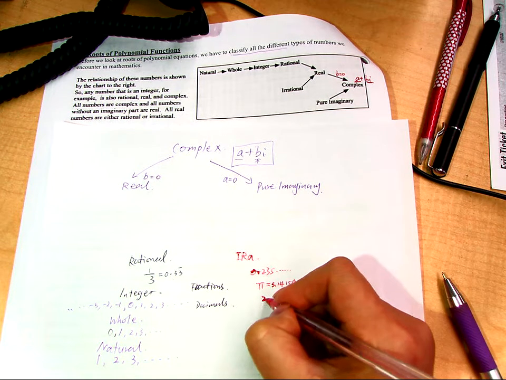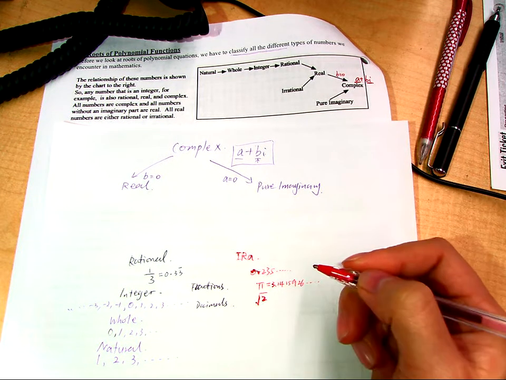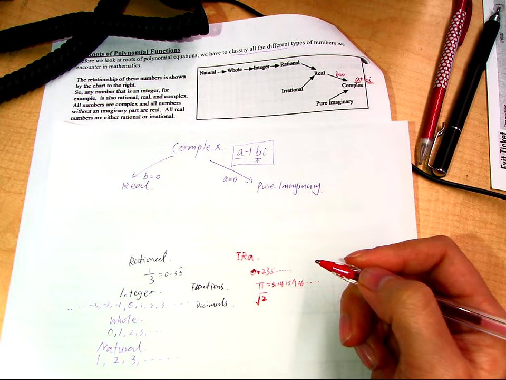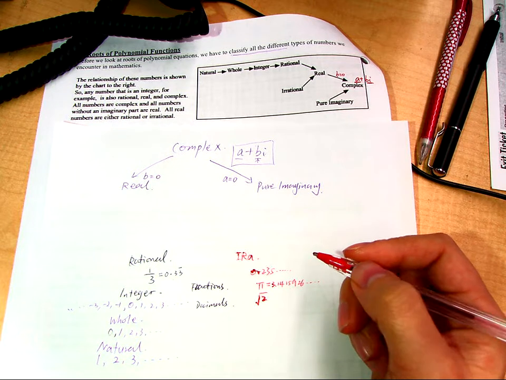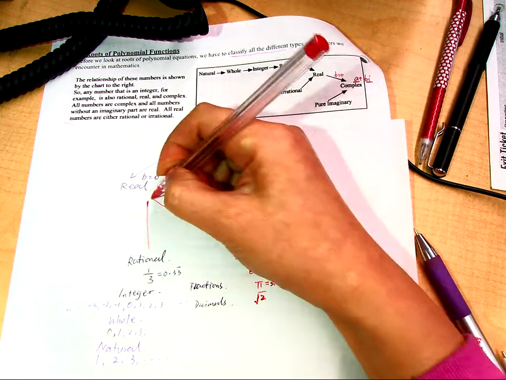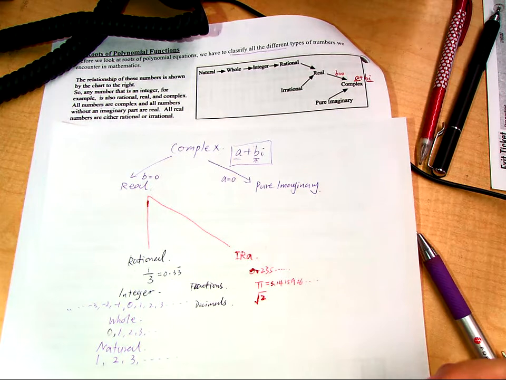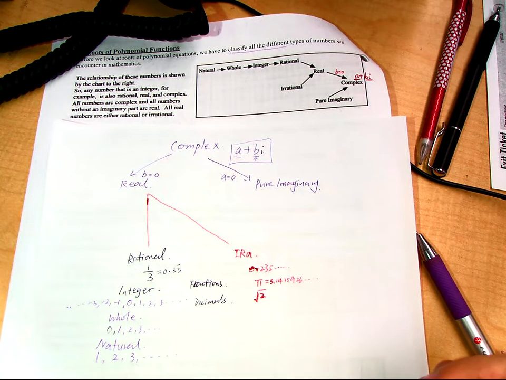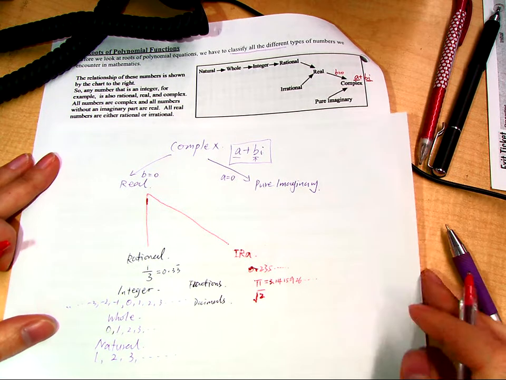And also, if it's a radical that is not a perfect square, we also call these numbers irrational. And all the rational plus irrational, we call those numbers real numbers. Okay? And that's how we classify the different types of numbers.